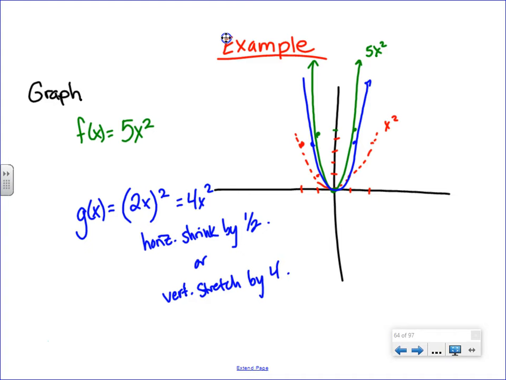Now that's with a squared function. Some other ones, when you have a square root, maybe you can't do the whole like, hey, it's the same thing as, because you can't simplify. But if you can simplify, maybe there's more than one way of saying it.